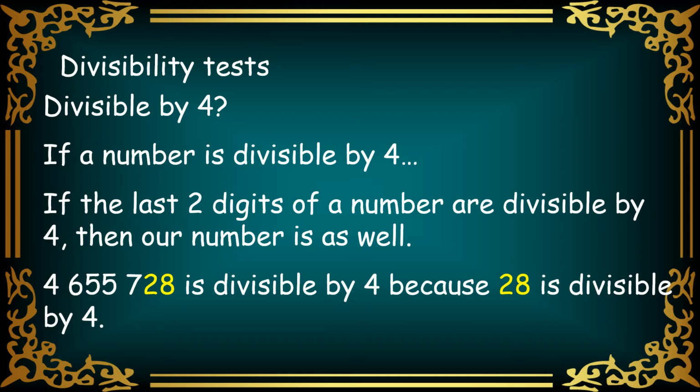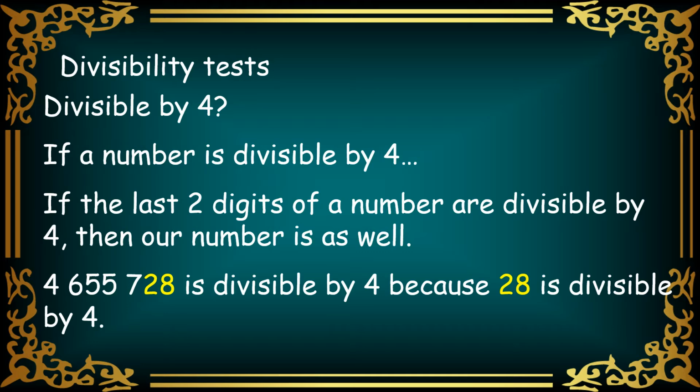If a number is divisible by 4, then the last two digits of the number, if they are divisible by 4, then our number is as well divisible by 4. Okay, now I have such a big number here. I have 4655728. This is a huge number. If you talk about dividing it, it will take a lot of time.